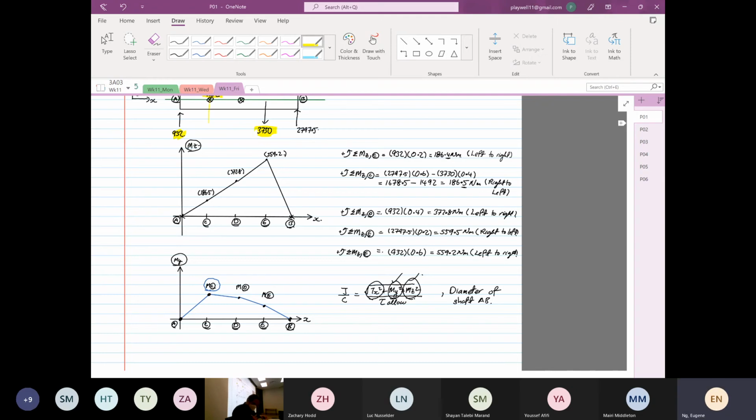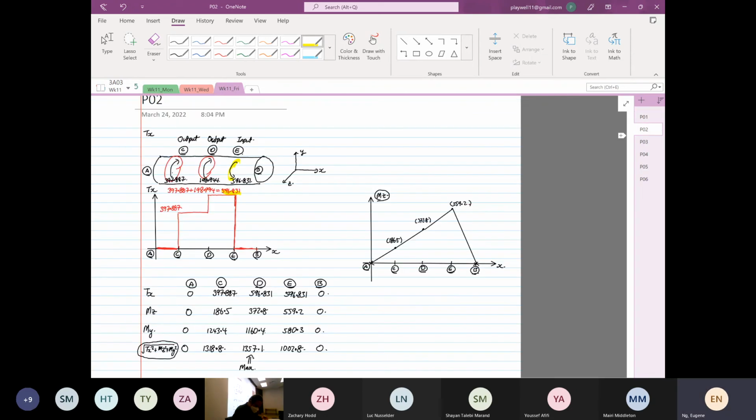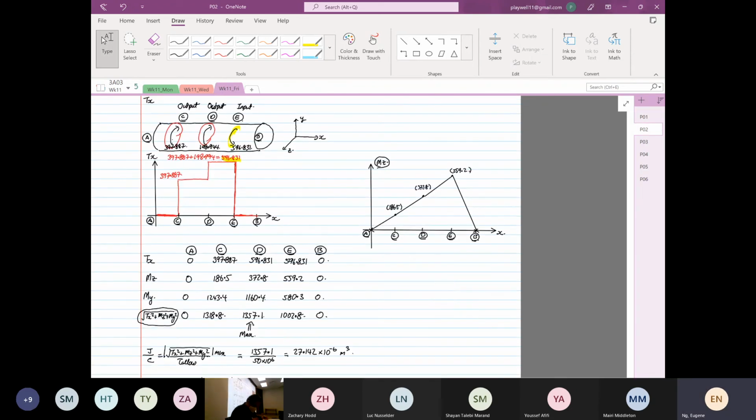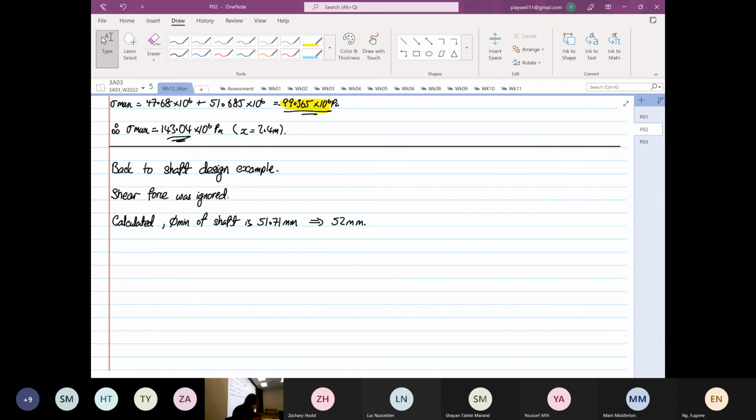And our maximum moment in Y is 1243.4. And they are at different locations. Okay, but let's deal with our shearing stress first.